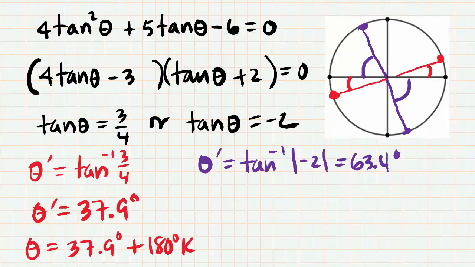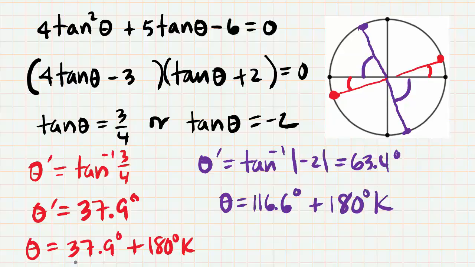So what this means is that we have to subtract the reference angle from 180 to get theta in quadrant 2. So when we subtract that from 180, we're going to get 116.6 degrees. Now we don't really need to find this quadrant 4 solution because the quadrant 2 solution plus 180 will get us there. So this will be the set of all solutions, the combination of these and these, the red and the purple angles. That gives us all solutions.